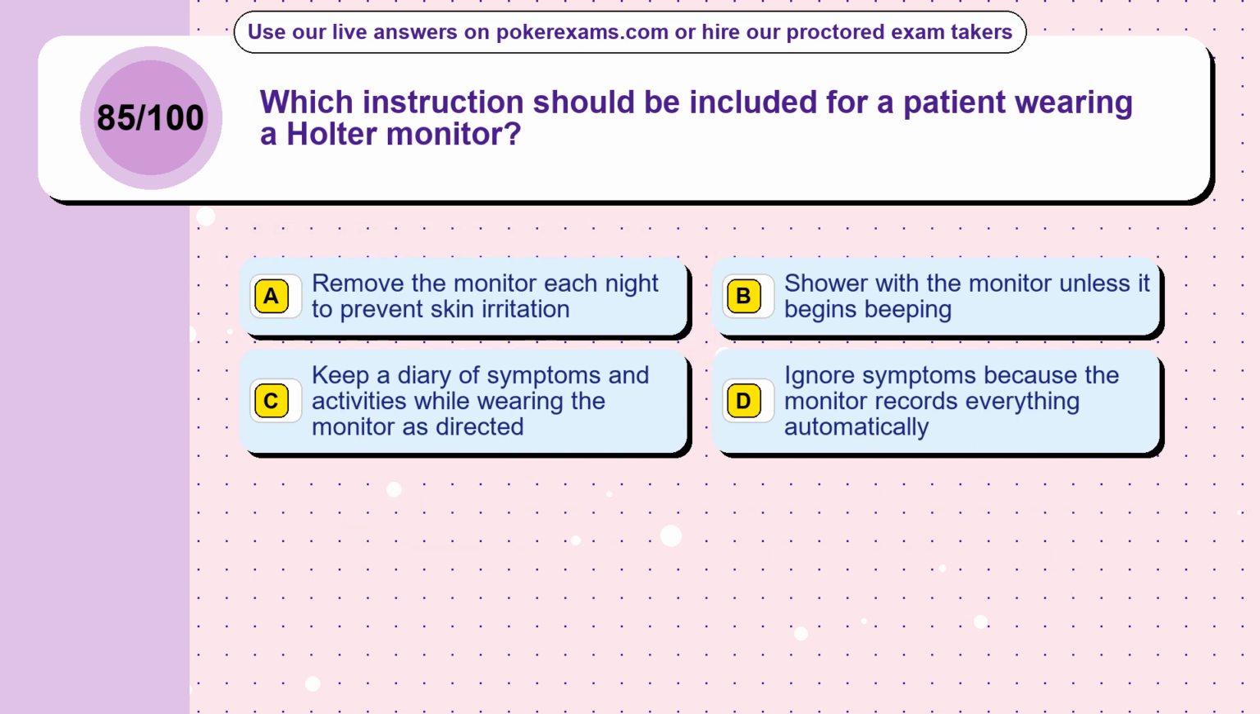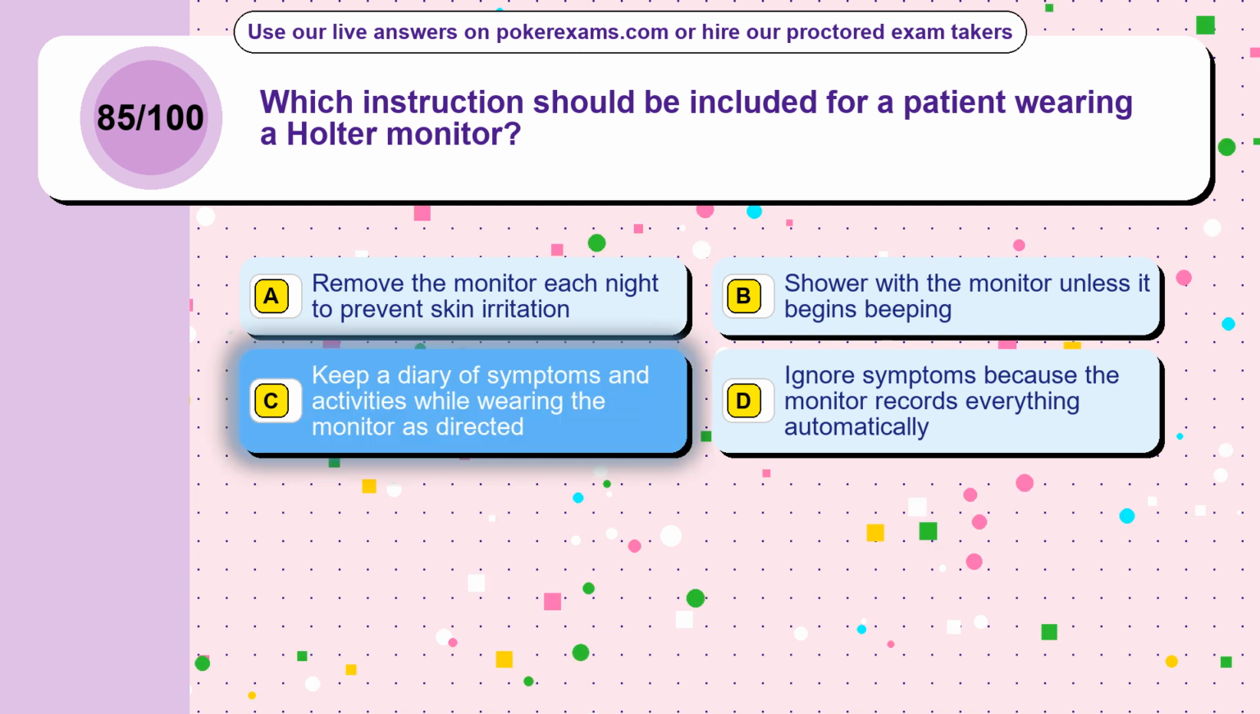Question 85. Which instruction should be included for a patient wearing a Holter monitor? Option A. Remove the monitor each night to prevent skin irritation. Option B. Shower with the monitor unless it begins beeping. Option C. Keep a diary of symptoms and activities while wearing the monitor as directed. Option D. Ignore symptoms because the monitor records everything automatically. The correct answer is option C.